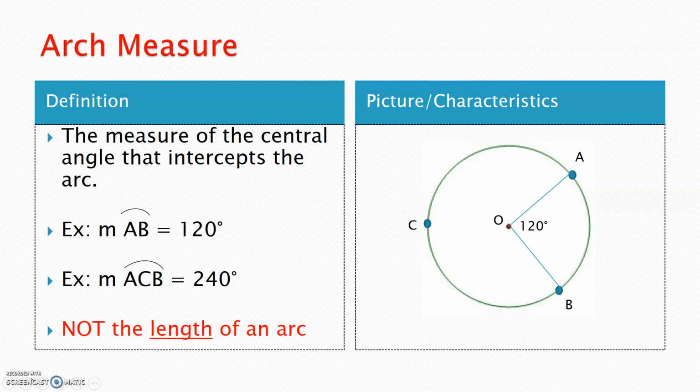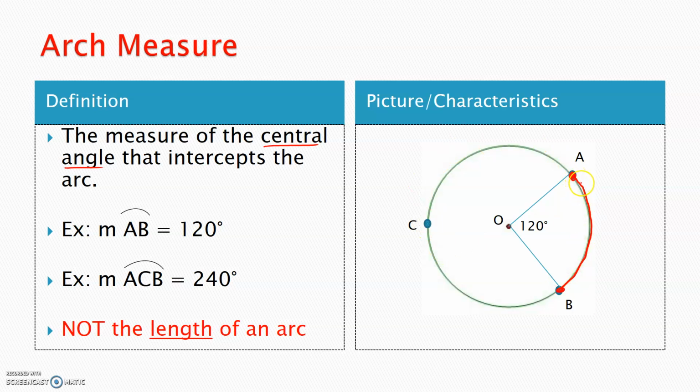So here's your definition. The measure of the central angle that intercepts the arc. So what does that really mean? Here, this is the way they write it. They use a lowercase m. That represents the measure of arc AB, and it's the minor arc because they're only using two letters. So they're talking about from point A to point B, the short distance, that's the minor arc, right? Not going the other way around.